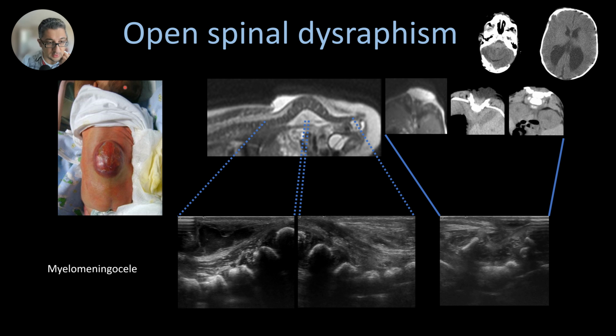So there is an open spinal dysraphism here. We did an ultrasound and an MRI and the CT. You can see the correlation of the ultrasound with the MRI and CT. When there is a myelomeningocele, there is always a Chiari II malformation if the patient was not treated in utero. So imaging can be done for detecting additional anomalies.